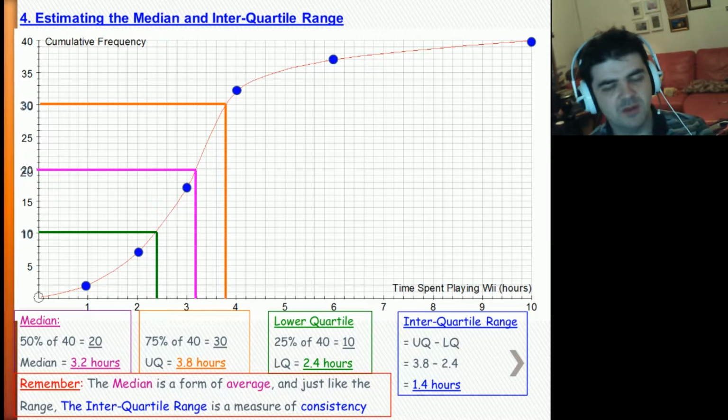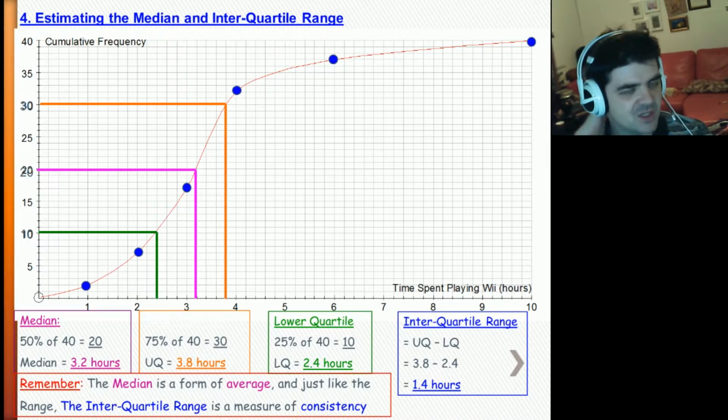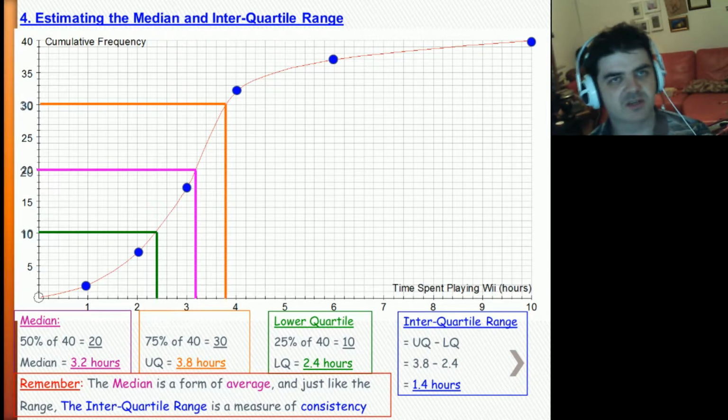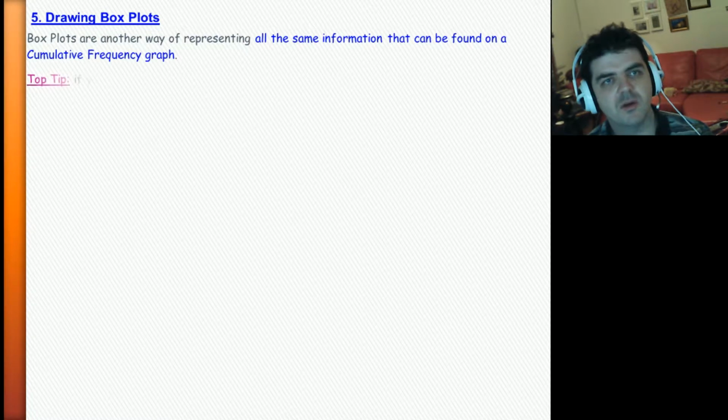Right? So we'll come on to what this consistency and stuff means, because it's quite important when comparing sets of data. So that's one way to show information on a cumulative frequency graph, but it's a little cumbersome. We'll have to draw the graph, work out the cumulative frequency, draw the graph, then work out our values there and there, and go like that. It would be much nicer if there was a simpler way to express it, and of course there is, and it's called a box and whisker plot, or a box plot sometimes.